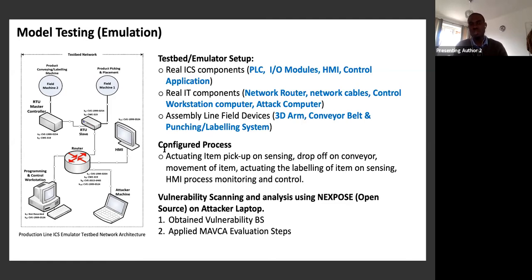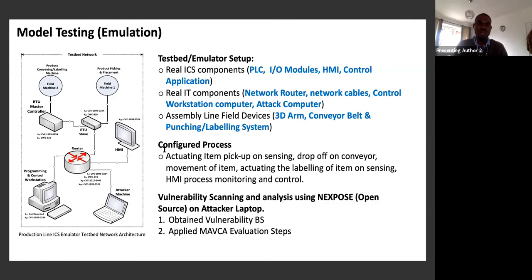So the HMI was configured to monitor these processes and to either initiate a start or a stop at any point as desirable. So we had a running network system for this experiment, and like I said, it is still work in progress. We are still exploring other parts of this.